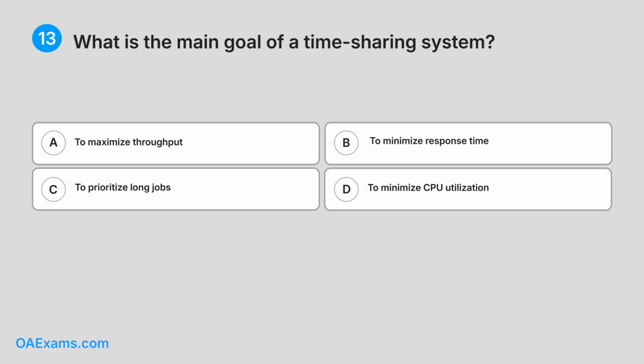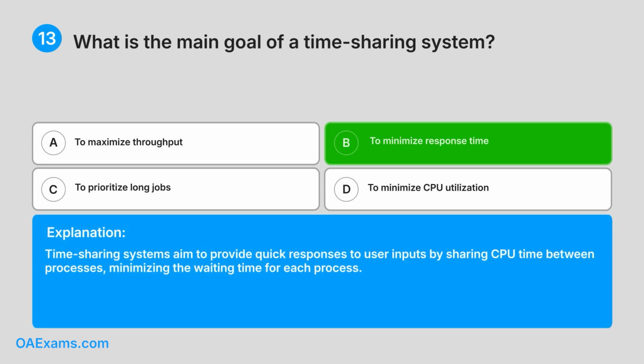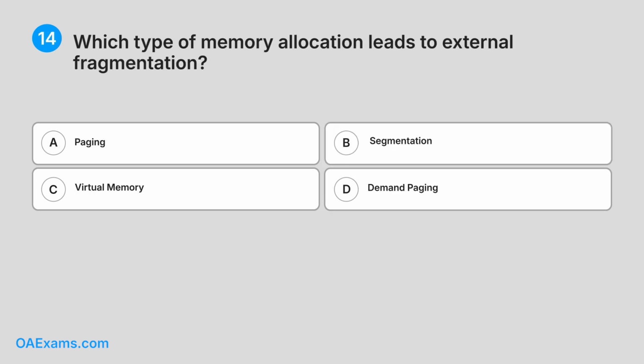Correct answer: B. To minimize response time. Explanation: time-sharing systems aim to provide quick responses to user inputs by sharing CPU time between processes, minimizing the waiting time for each process. 14. Which type of memory allocation leads to external fragmentation?